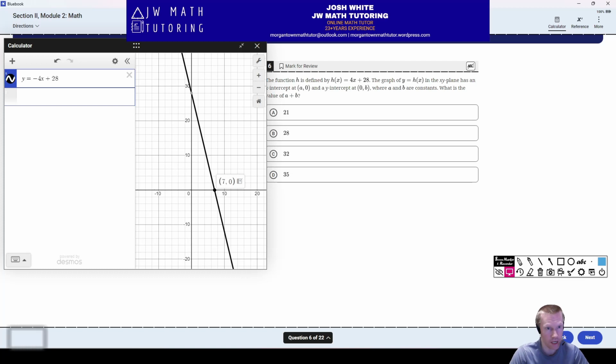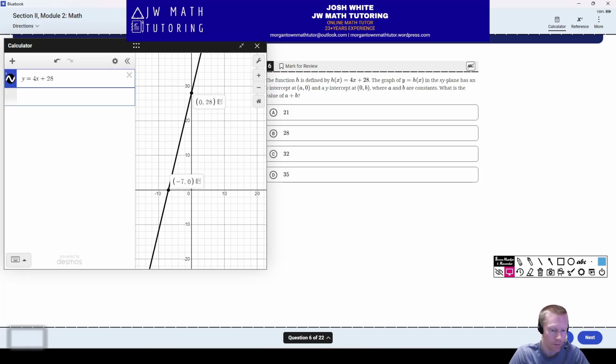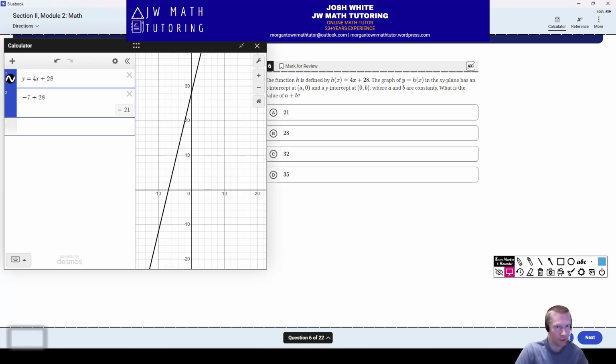So the x-intercept, or a, is 7. The y-intercept, or b, is 28. 7 plus 28 is, whoops, nope, incorrect, typo. Here's the correct graph, 4x plus 28. The x-intercept is -7 and the y-intercept is positive 28. I was going to say the answer did not match what I have in my notes. So -7 plus 28. The correct answer should be 21, letter A.